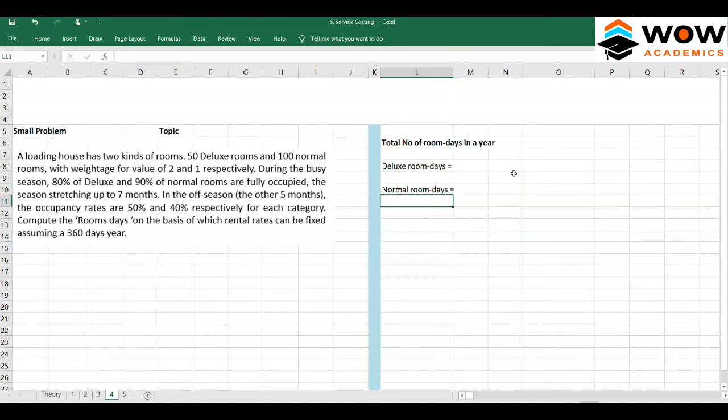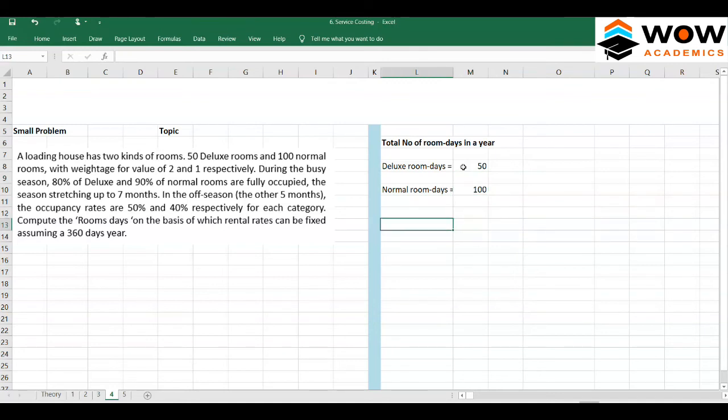So let's start. There are 50 deluxe rooms and 100 normal rooms, and there seems to be something called a weightage. What is a weightage? Sometimes we could make double the income with a deluxe room, but a single income with a normal room. So how can we then account for it?